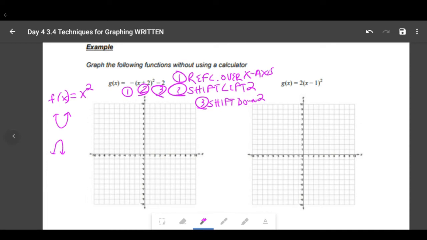Also, what's going to happen is we're going to be shifting to the left 2 and down 2. So instead of being at 0, 0, we're now going to be at negative 2, negative 2. That is where our vertex is going to be. Now we know that our normal parabola goes up 1, up 3, up 5. It has that pattern as you work your way to the side.